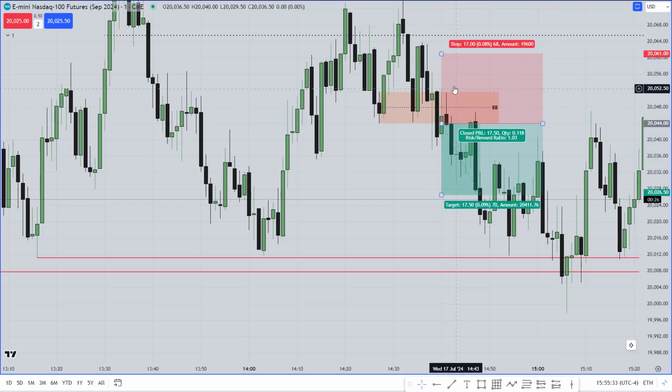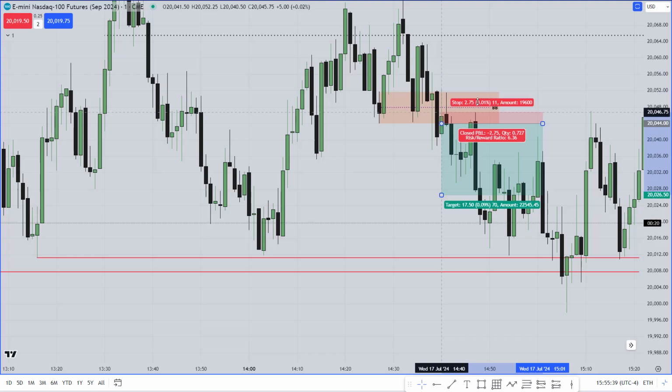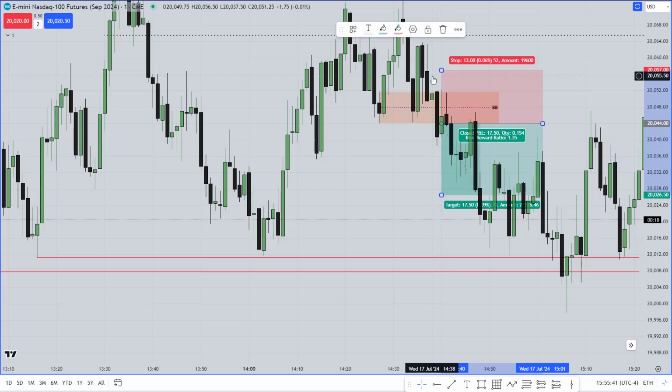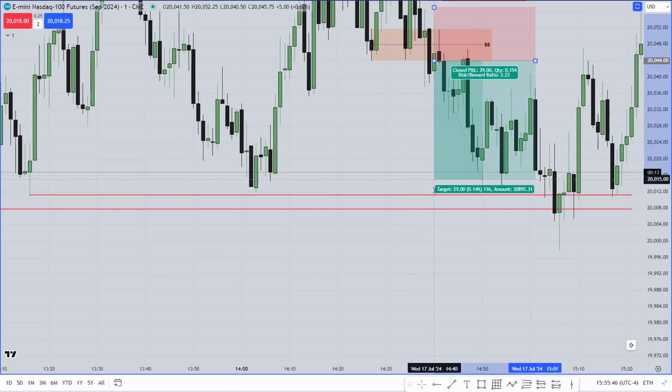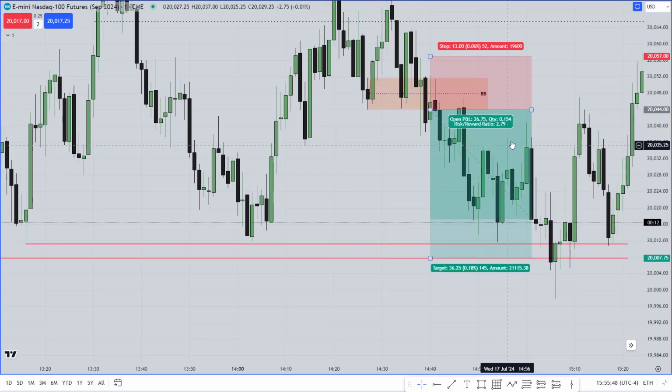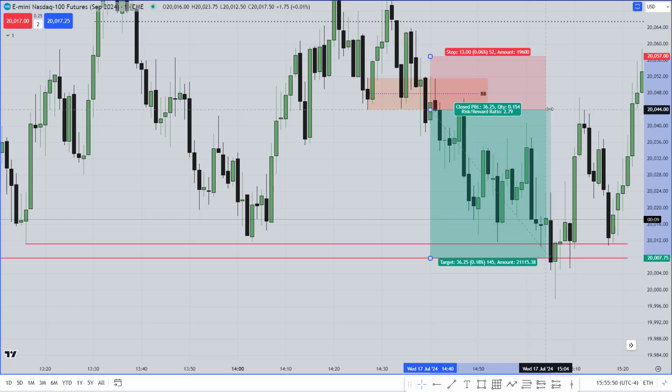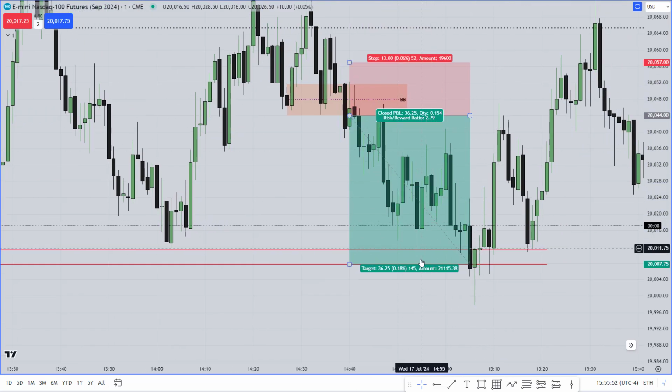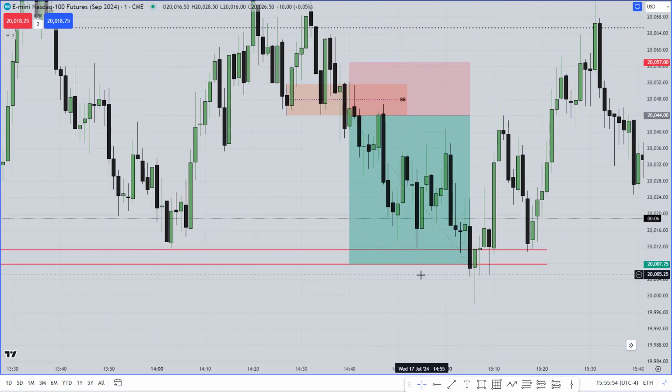Above this breaker block, I really don't have anything: no fair value gap, no order block, nothing. I really don't know how far the Mohawk will go, so I'll simply cover that high, this candle high. My target is going to be around that same area. Still, it's 36 handle, not bad.